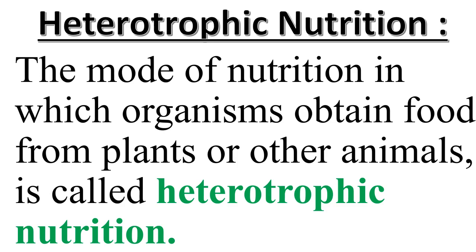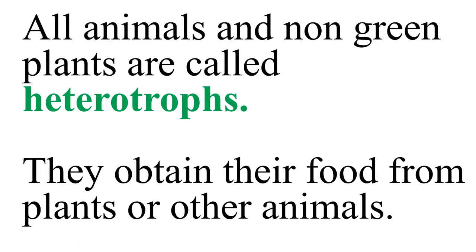The second mode of nutrition is heterotrophic nutrition. The mode of nutrition in which organisms obtain food from plants or other animals is called heterotrophic nutrition. All animals and non-green plants are called heterotrophs. They obtain their food from plants or other animals.